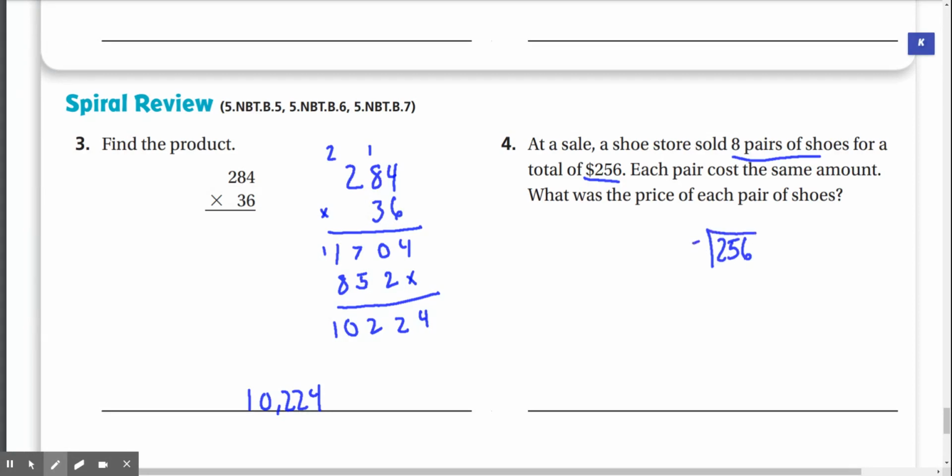by 8. So if we do that, how many times does 8 fit into 2? Well, 0. How many times does 8 fit into 25? Well, 3 times. 8 times 3 is 24. 5 minus 4 is 1. 2 minus 2 is 0. Drop down to 6, we get 16. How many times does 8 fit into 16? 2 times. So we get $32 for one pair of shoes.